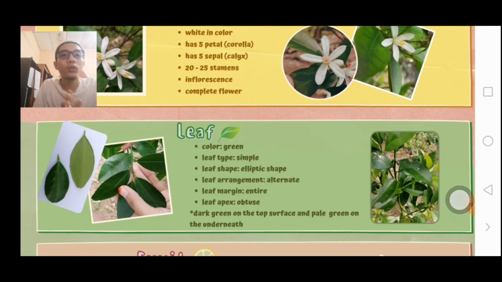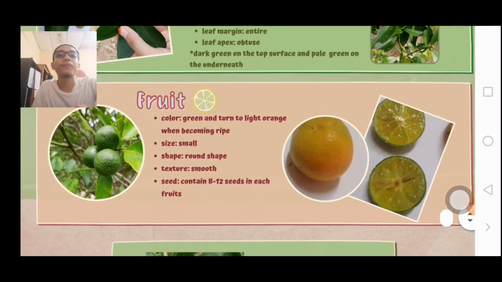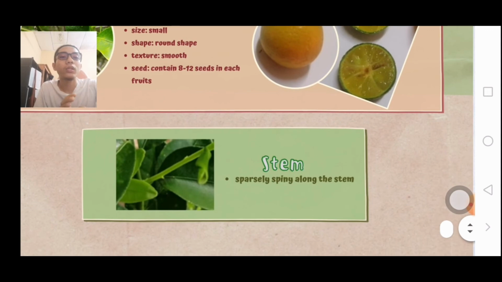Leaf apex obtuse. Okay, let's look at the fruit. Its fruit has a green color but it will turn to light orange when it becomes ripe. It has small size, a round shape, and a smooth texture. It contains 8 to 12 seeds in each fruit. Then we go to the stem. The stem has sparsely spiny along the stem.